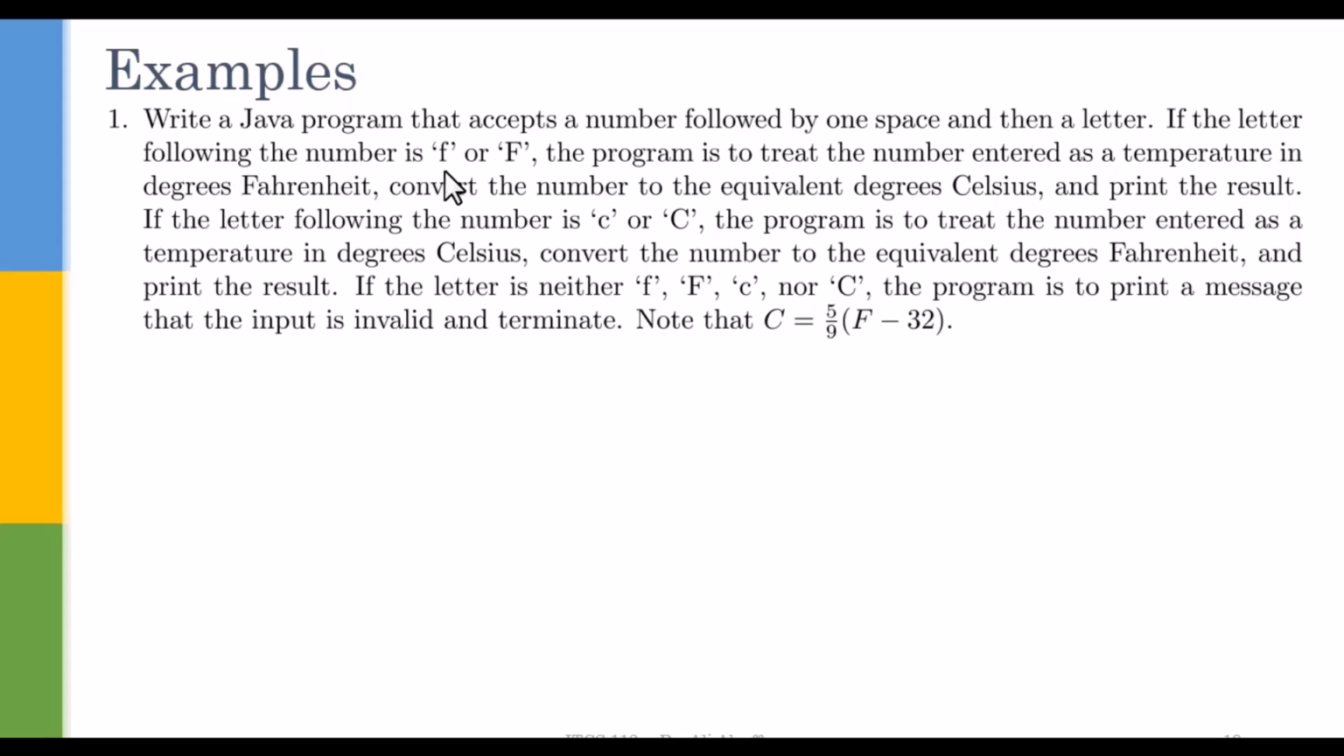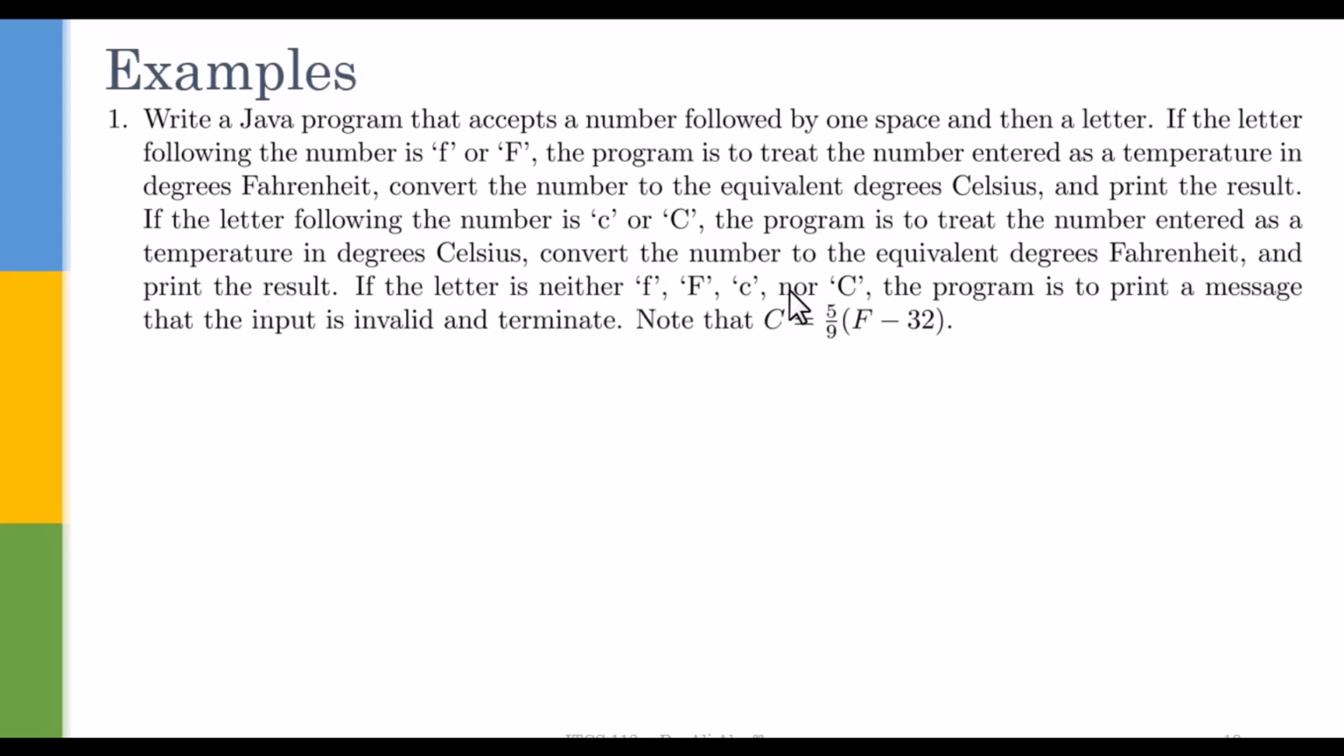If the letter following the number is F, small letter f or capital letter F, the program is to treat the number as a temperature in Fahrenheit, convert the number to the equivalent Celsius, and print the result. So we have two temperatures, Fahrenheit and Celsius. If the letter following the number is C or capital C, the program is to treat the number entered as a temperature in degrees Celsius, convert the number to Fahrenheit, and print the result.